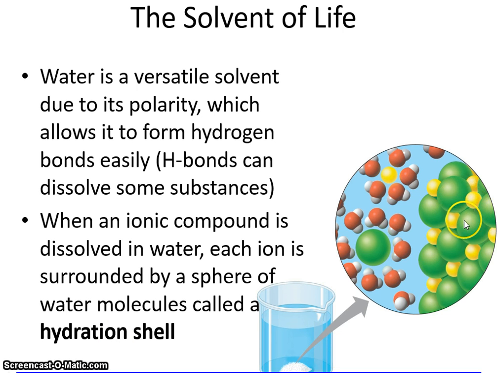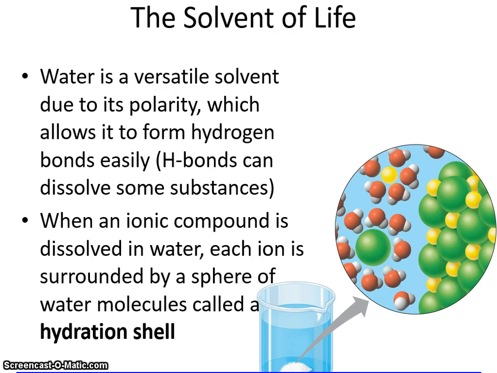Over here in green and yellow, this is a salt, most likely sodium chloride. And as you can see, the ions are being ripped away from the salt and being surrounded by water molecules. That's what the word dissolved means. The components of that ionic compound are being ripped away from the compound and being surrounded by water.